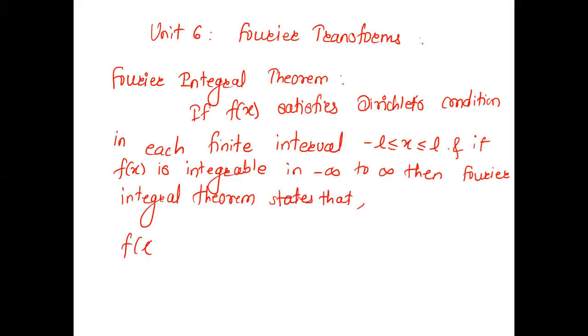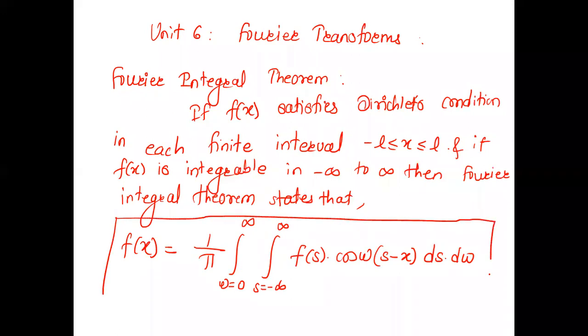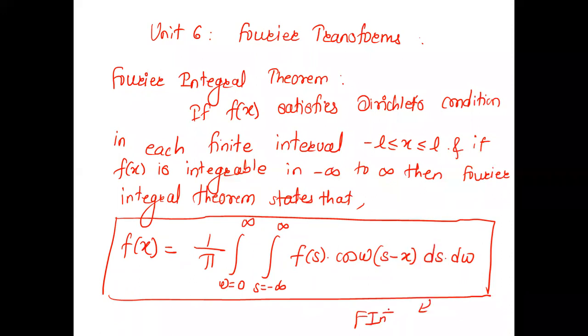Okay, remember this. The statement of Fourier integral is 1 upon pi integration. These are the limits of omega from 0 to infinity. Double integration. Another is s from minus infinity to infinity. f of s into cos omega s minus x, ds d omega. This is the definition of Fourier integral theorem.